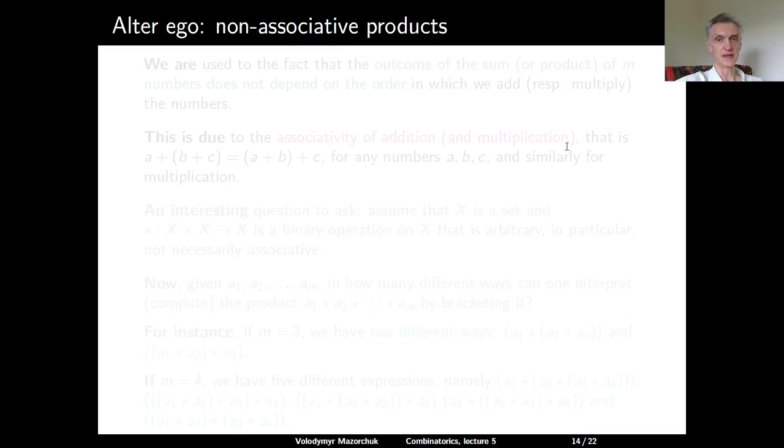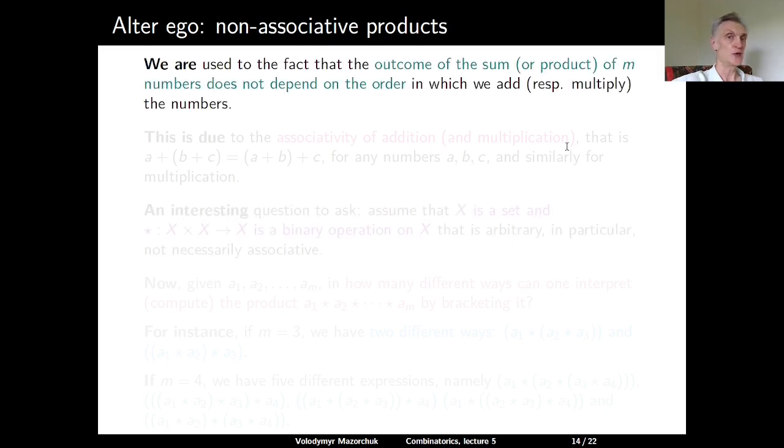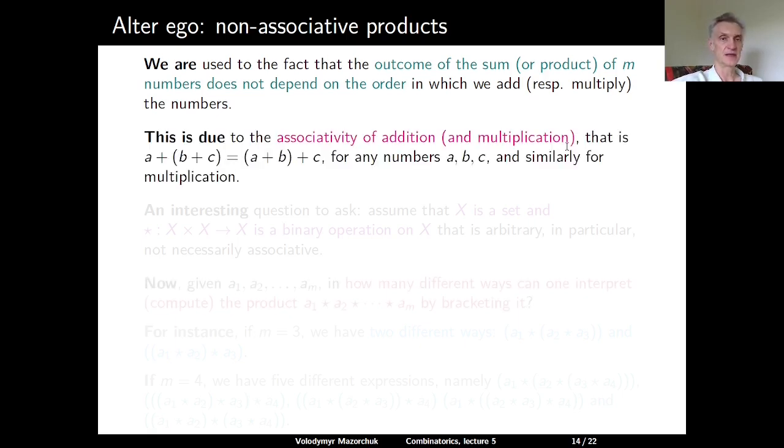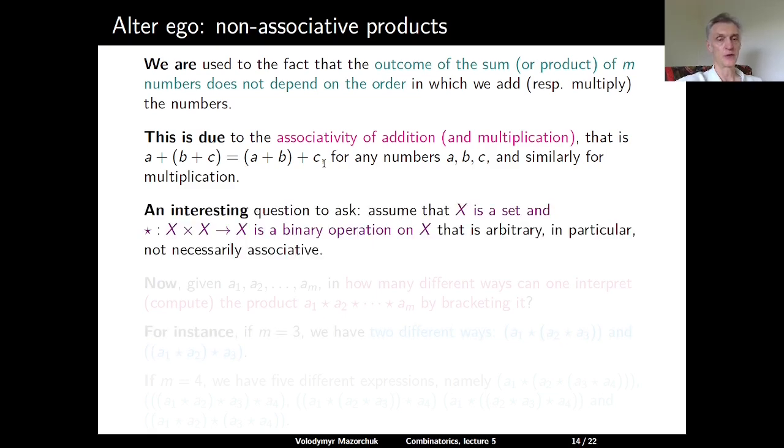Here is another classical appearance of Catalan numbers, and that's in non-associative products. We are used to the fact that when we compute the sum or product of m numbers, the outcome doesn't depend on the order in which we add or multiply these numbers. This is due to the fact that addition and multiplication of numbers are associative. So a plus the sum of b and c equals the sum of a and b plus c for any numbers a, b, and c. And similarly for multiplication.